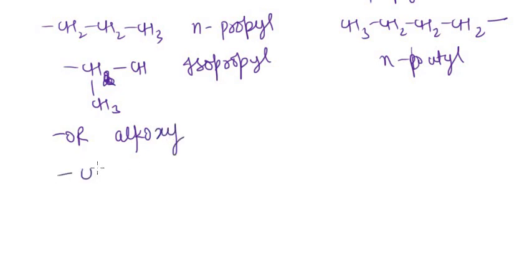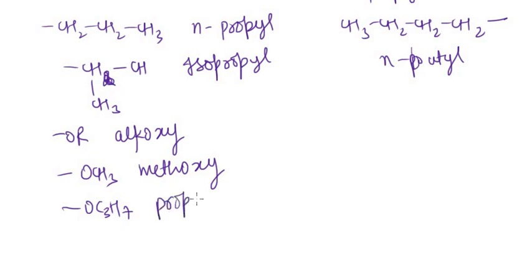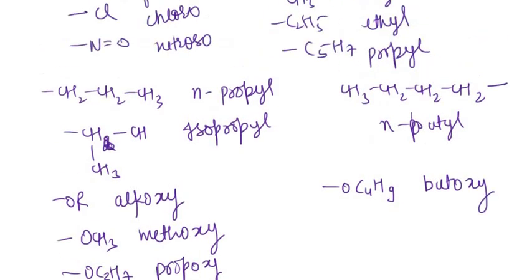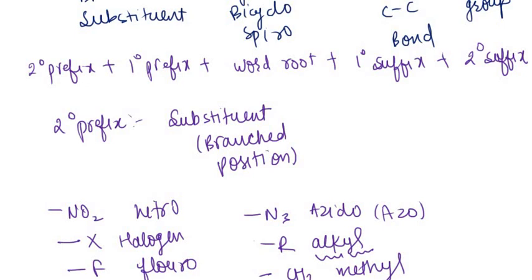If we have OCH3, we call it methoxy. OC3H7, propoxy. C6H5, we call it phenyl. Okay. And if we have OC4H9, butoxy group. So that's how we use the substituents. We have seen what our 2 degree prefix is. If we have 2 degree prefixes, NO2 is nitro, then azido, alkyl.